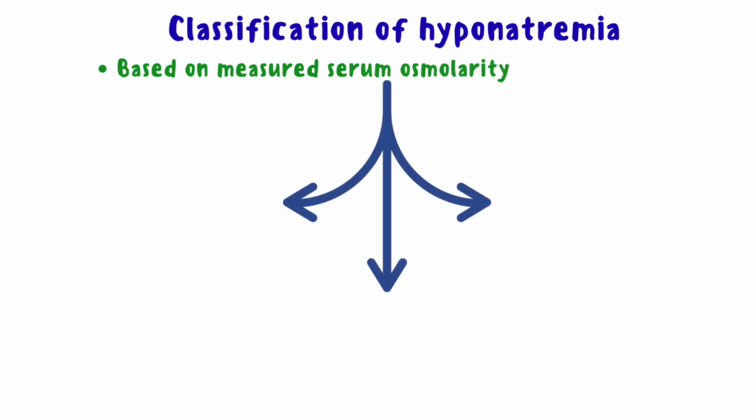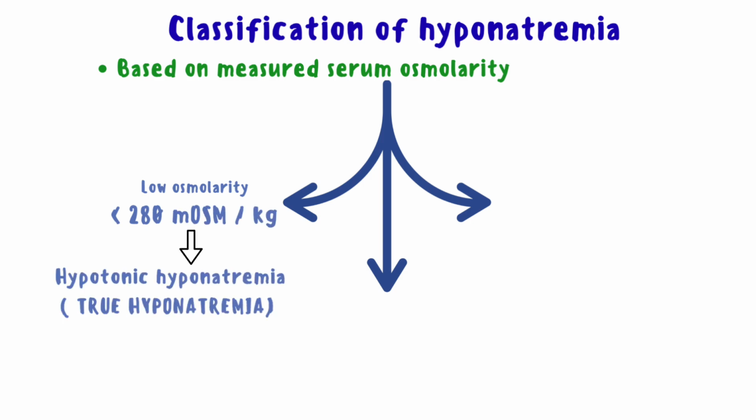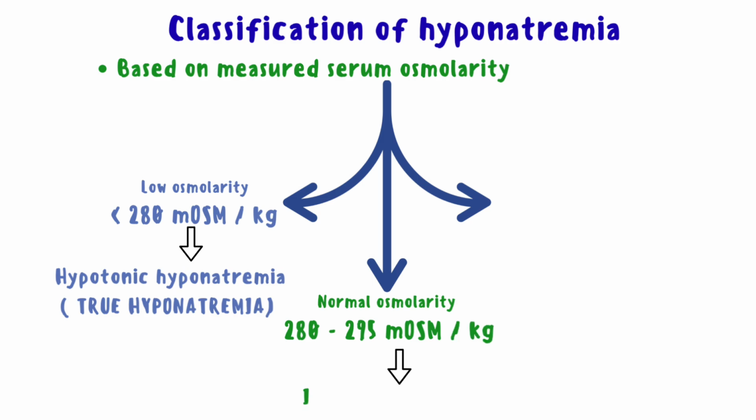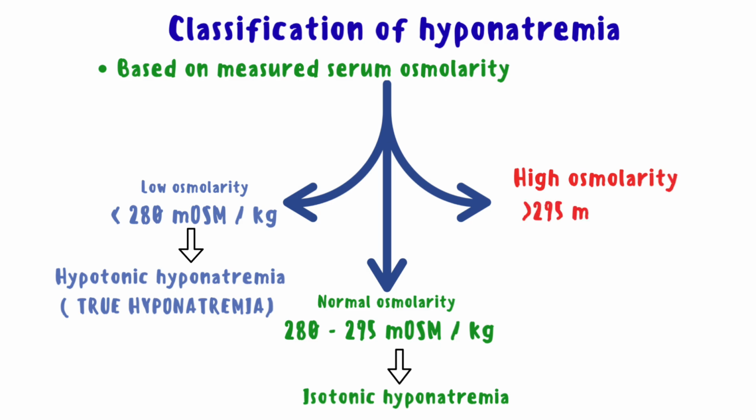The classification of hyponatremia can be based on measured serum osmolarity. If serum osmolarity is less than 280 milliosmoles per kilogram, it is called hypotonic hyponatremia, also called true hyponatremia. If the serum osmolarity is in the normal range, between 280 and 295 milliosmoles per kilogram, it is isotonic hyponatremia. Or, if the serum osmolarity is greater than 295 milliosmoles per kilogram, it is hypertonic hyponatremia.